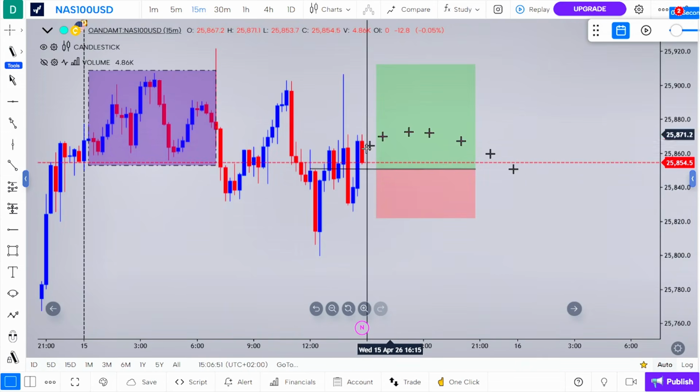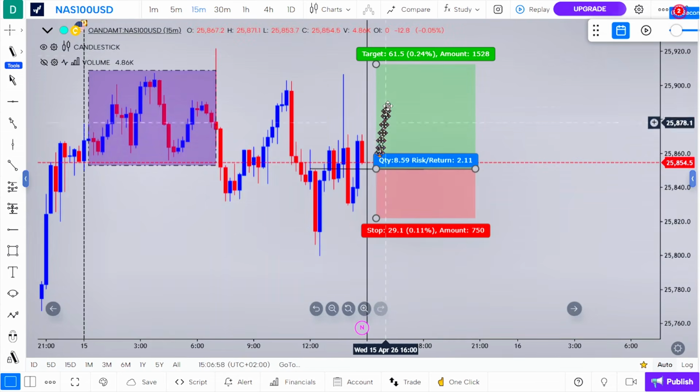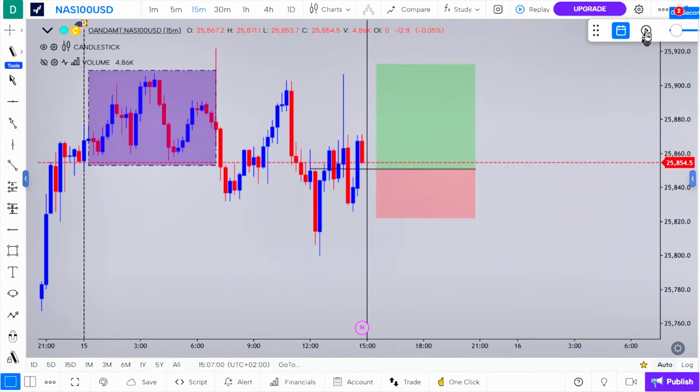Now let's see how this thing is going to play out. Right here I've got accumulation, manipulation, then we want to see the market distribute right here. Let's play.